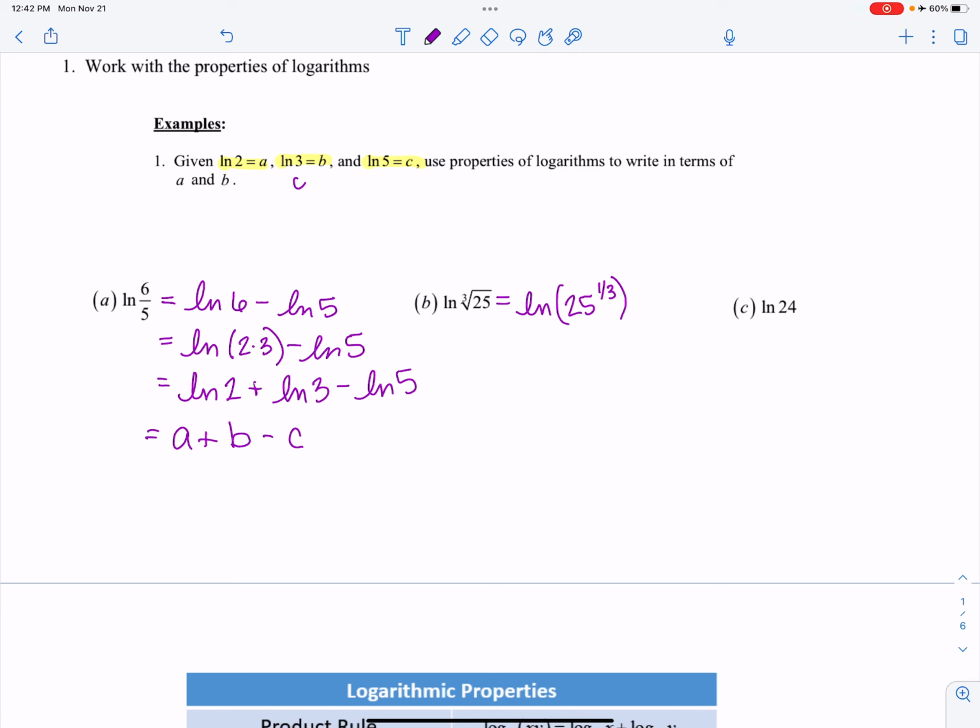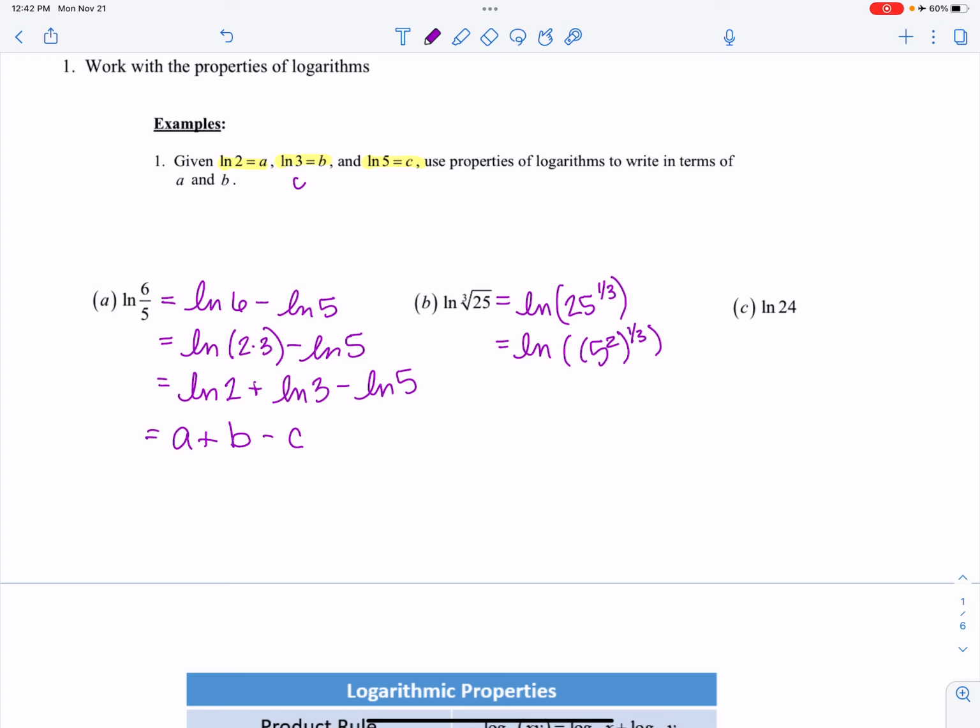And I can rewrite that as, I want it in terms of 2's, 3's, and 5's. And I have a 25 right now. So what I'm going to do is rewrite that 25 in terms of 5's. So I'm going to have 5 squared still raised to that 1/3. So all I did was rewrite 25 as 5 squared. It's still raised to the 1/3 power and it's still inside my natural log. But all I did was rewrite it because I know that 5 times 5 is 25.